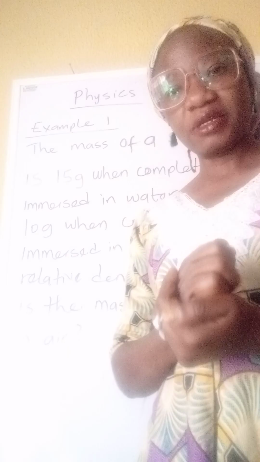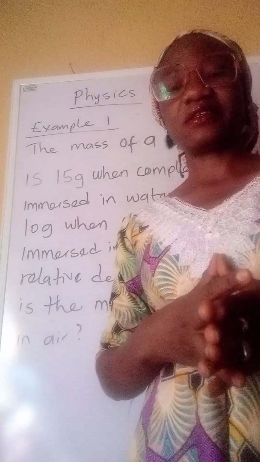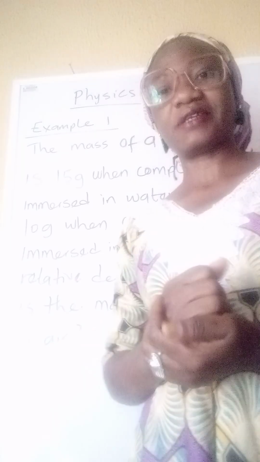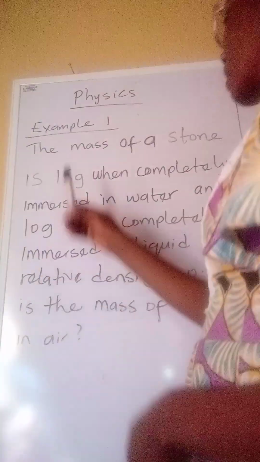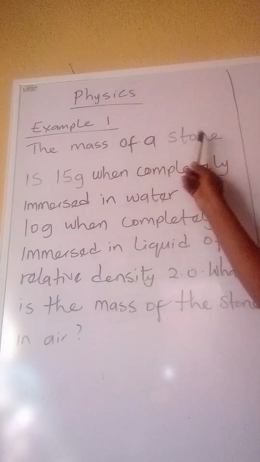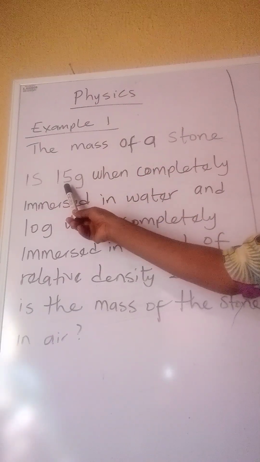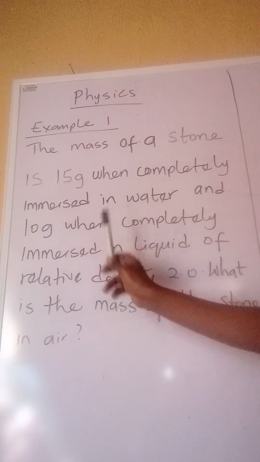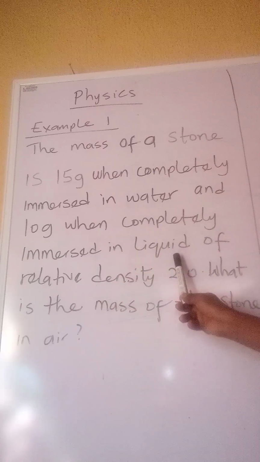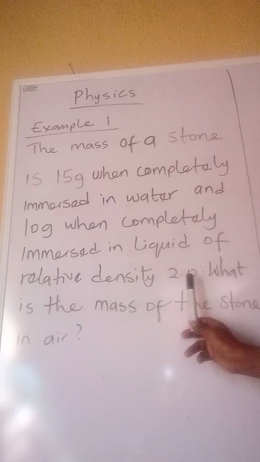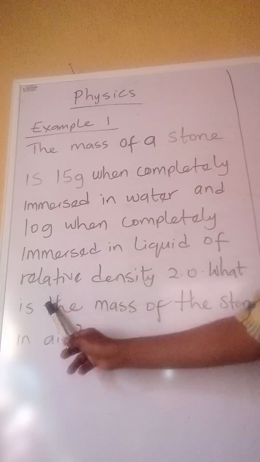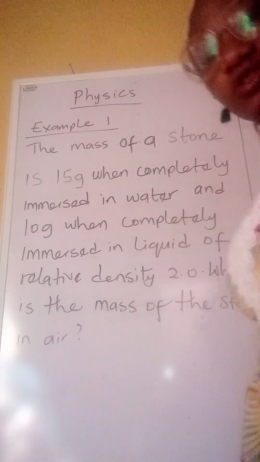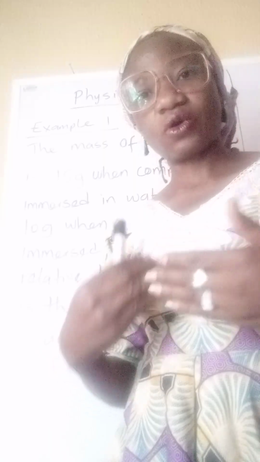We're going to be solving a problem today on relative density. The question is already on the board, so let's read through and then tackle the problem together. The mass of a stone is 15 gram when completely immersed in water, and 10 gram when completely immersed in liquid of relative density 2.0. What is the mass of the stone in air? That's the question. So, what is the mass of stone in air?